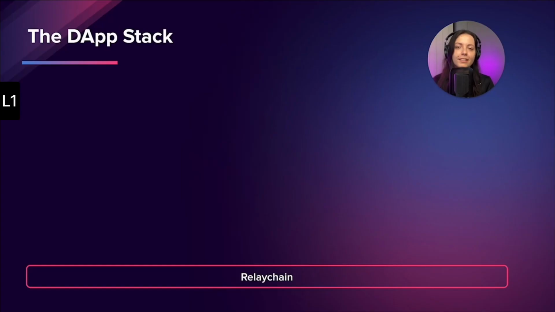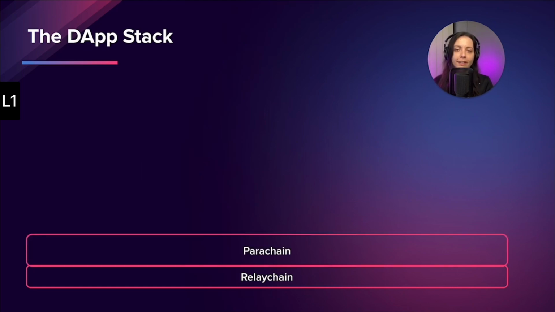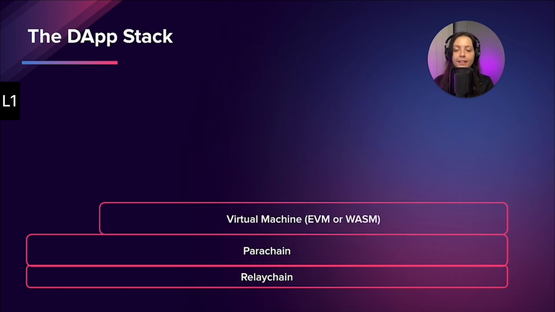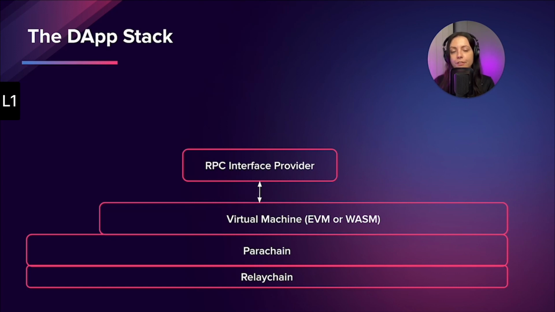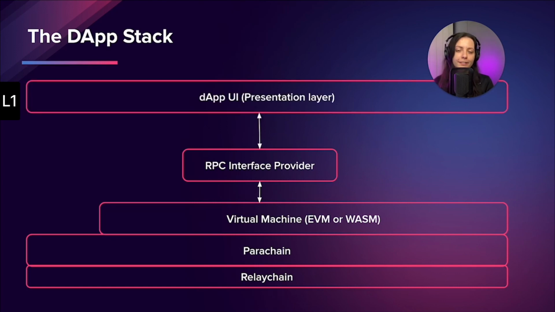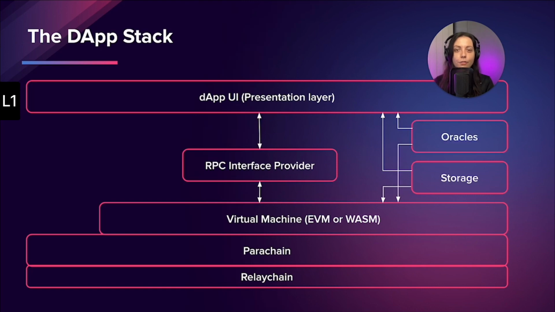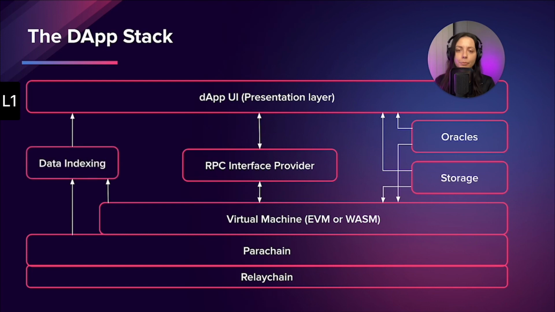Let's have a look at the classic DApp stack. On the bottom, we have a relay chain like Polkadot, then a parachain like Moonbeam, and then a virtual machine running all the smart contracts. We of course need an RPC interface provider, and then we have the presentation layer of the application. You may take advantage of some decentralized data storage or oracles, but what is also missing in this landscape is a data indexer provider. And this is where SubQuery fits.